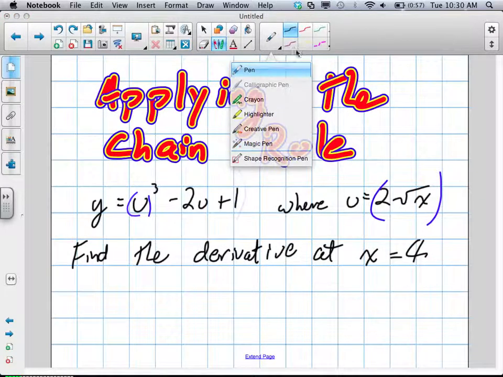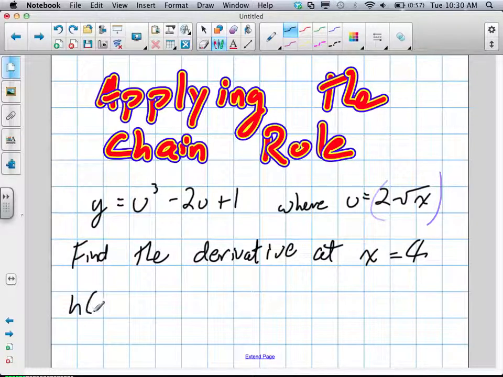If you remember our chain rule, we had if h at x is equal to f.